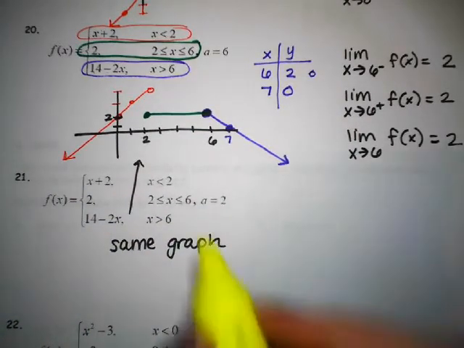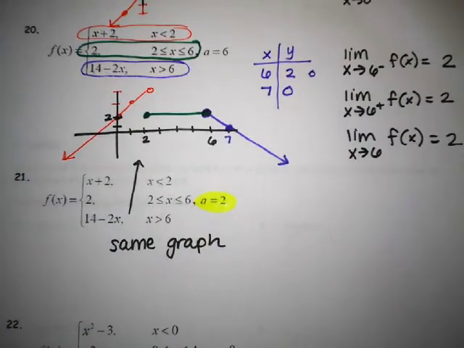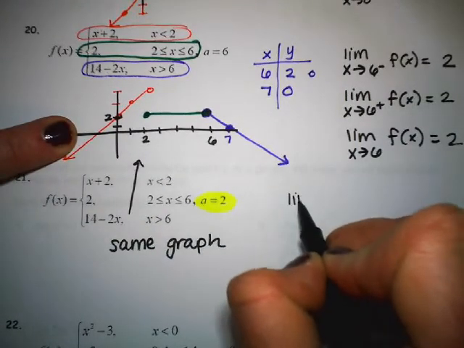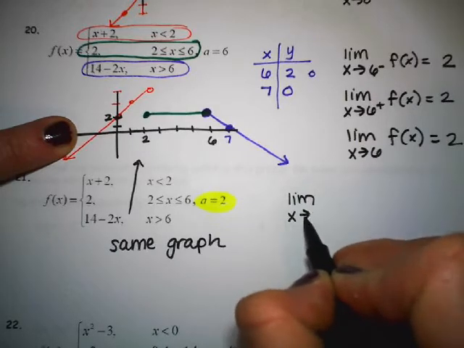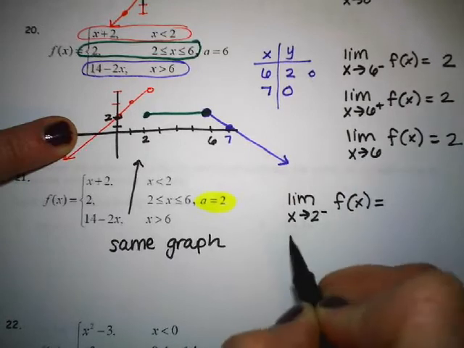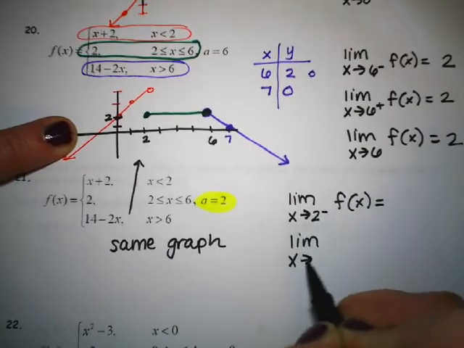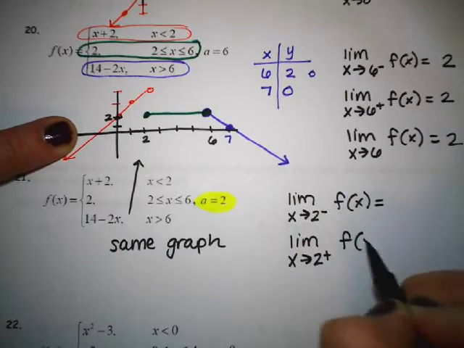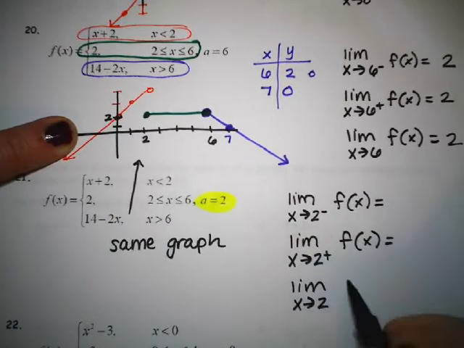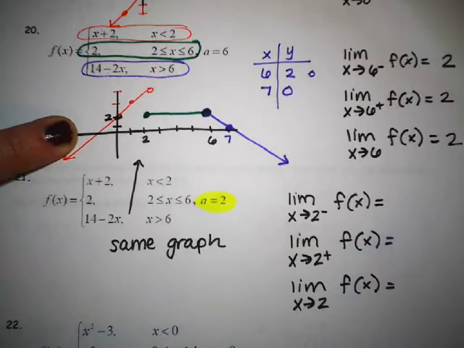But we're being asked to evaluate everything at the x value of 2. So we're going to use this graph to help us answer these questions. The limit as x approaches 2 from the left of f of x. The limit as x approaches 2 from the right of f of x. And the limit as x approaches 2 in general of f of x.